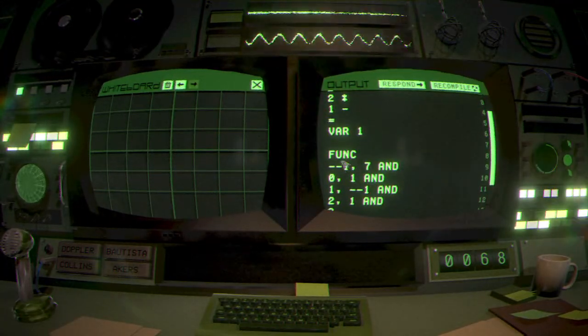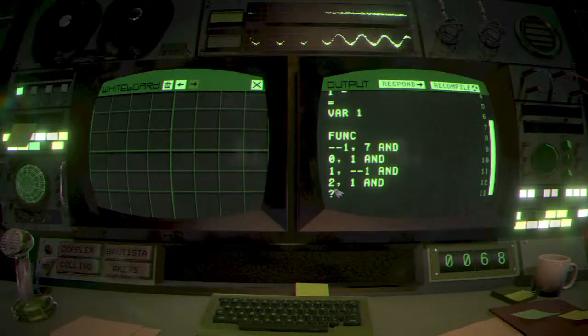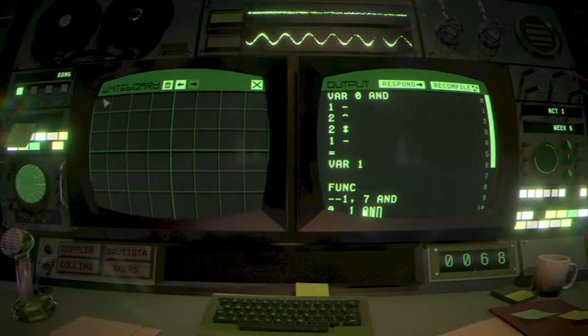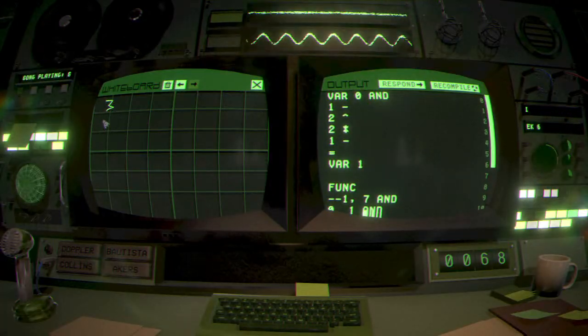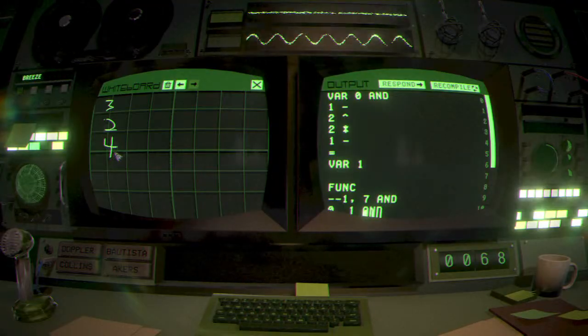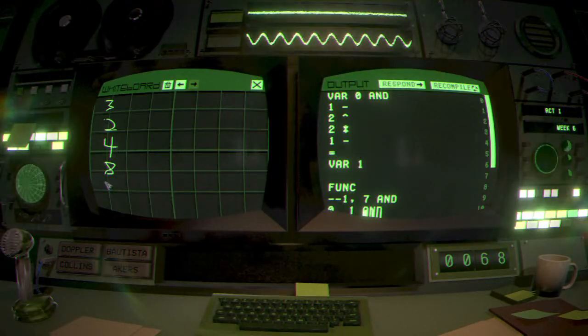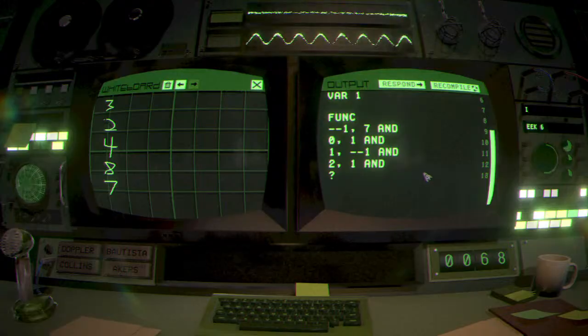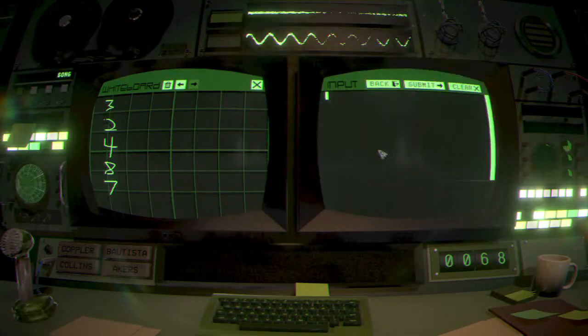Now I just need to say what happens when you do 3. So 3 becomes 2, becomes 4, becomes 8, becomes 7. So it's 3, 7.